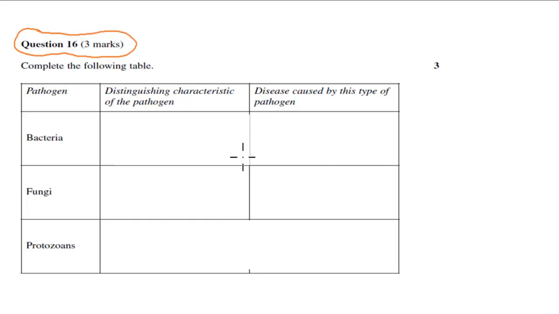So the question is, complete the following table, and there is a pathogen: bacteria, fungi, protozoa. Distinguish characteristics of the pathogen and disease caused by this type of pathogen, and that's worth 3 marks. So when you're ready, pause the video and attempt the question.